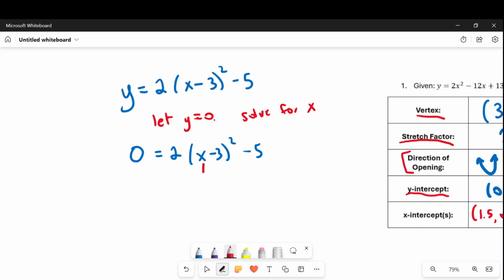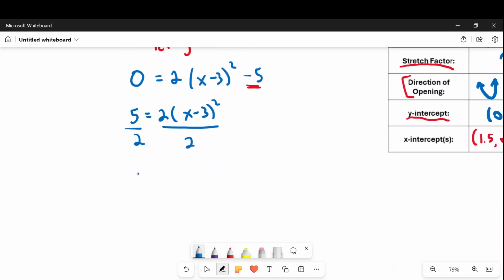My x is buried inside this bracket with a squared sign, and there's a multiply by 2. So I have to undo the math in order to get x isolated. The first thing I'm going to undo is the -5, so I'm going to add 5 to both sides. Now I need to get rid of the 2, so I'm going to divide both sides by 2. And now we have a fraction.